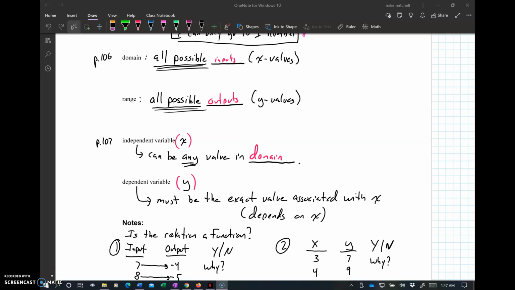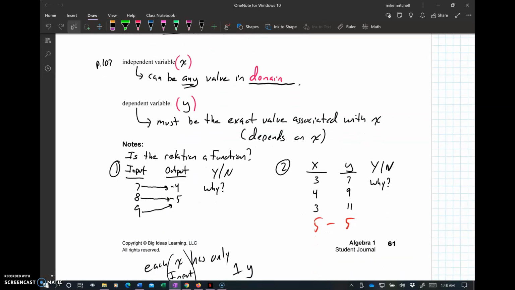So if it's raining a quarter inch an hour, the independent variable would be hours. The dependent variable would be how much rain we received over those hours. It's dependent on the number of hours. Okay. Notes is the relation a function?